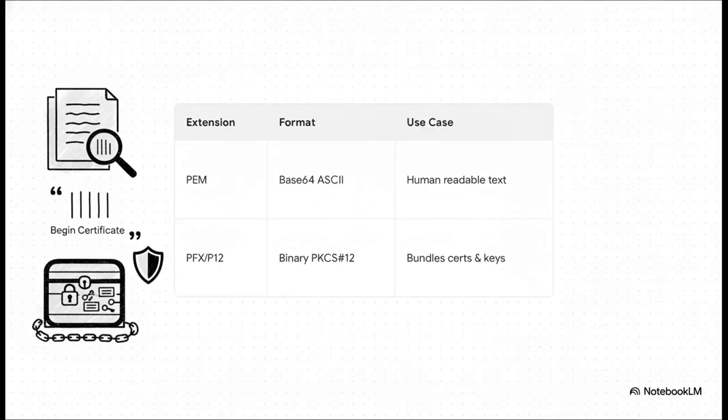Beyond the encoding itself, you'll encounter various file extensions out in the wild. PEM is incredibly common. It's a base 64 encoded ASCII format. Because it's readable human text, you can actually open it up in a standard text editor and clearly see the begin certificate and end certificate statements. On the other hand, PFX or P12 files are binary formats based on PKCS12. These are super useful because they bundle a server certificate, intermediate certificates, and the private key all into one single encryptable file, which Microsoft often uses for release signing.